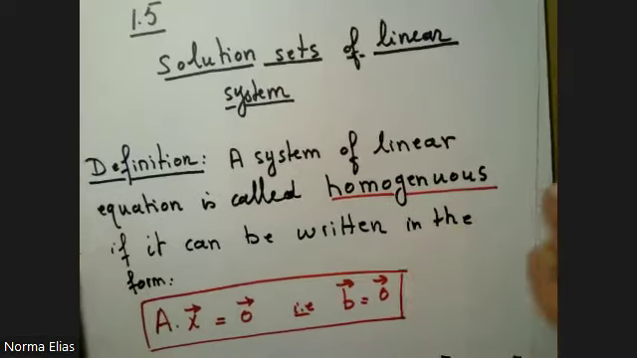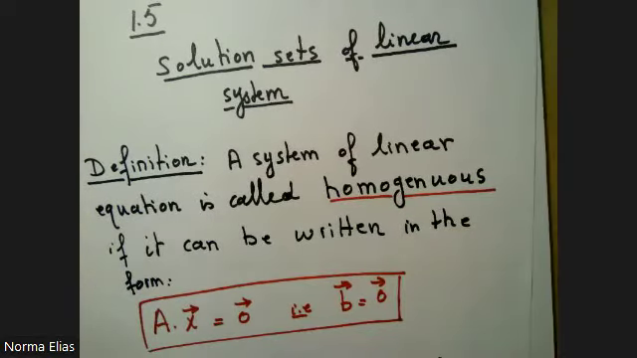Part 2 is the same ideas, but we're going to move a little bit forward. So we're going to represent the solution in a slightly different way. So section 1.5, solution set of linear system. First definition. If you have a system of linear equations, the system is called homogeneous if it can be written in the form AX equal to 0.